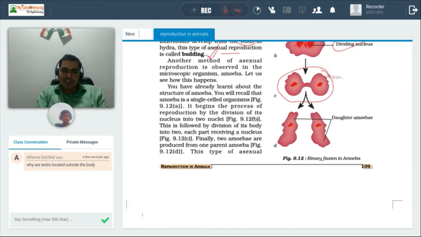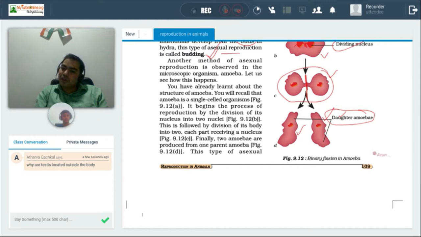And after that, it starts to divide. After that, this bifurcation becomes complete. And there are the two daughter amoebae, meaning from the one amoeba, two daughter amoebae have arisen from the single amoeba. Understood?